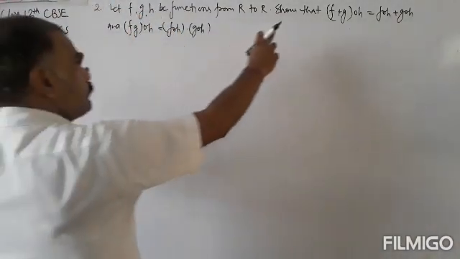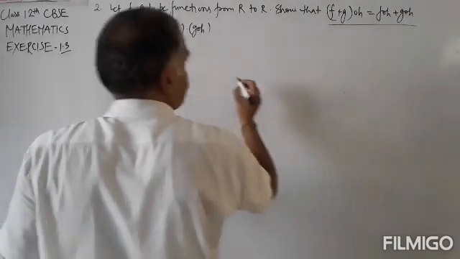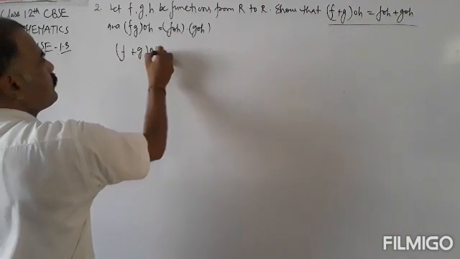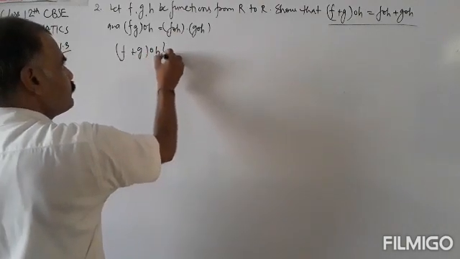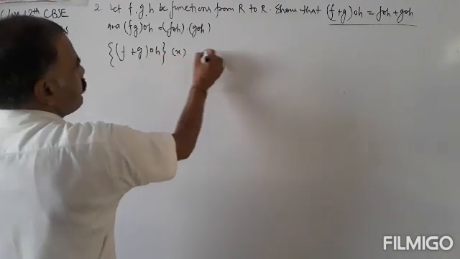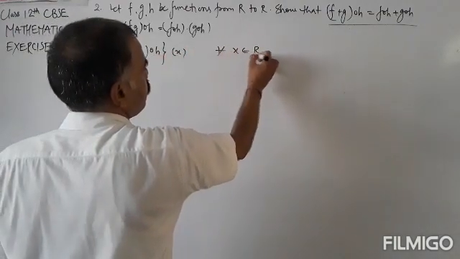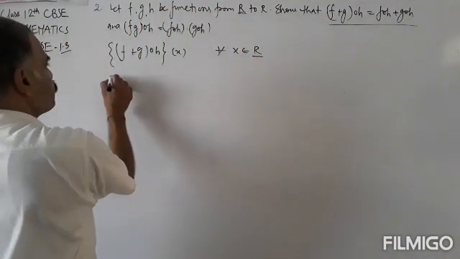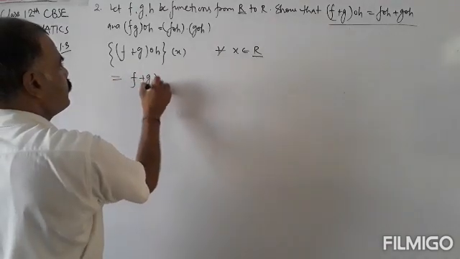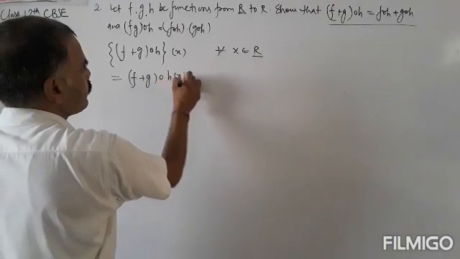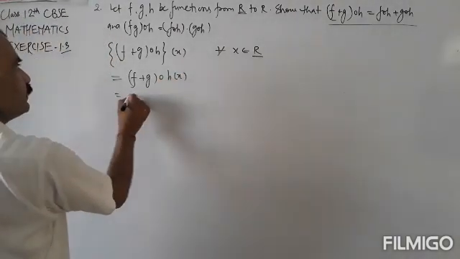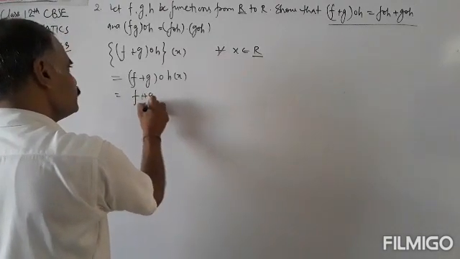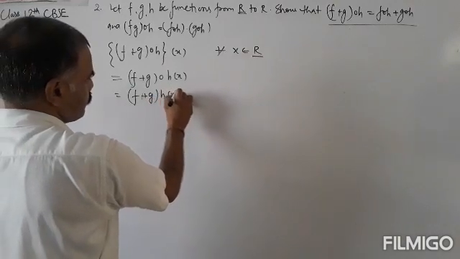Okay, so let us take the first equation, that is (f plus g) o h. This is defined for all x belonging to the set of real numbers, which is the domain. So (f plus g) o h of x is equal to (f plus g) of h of x.